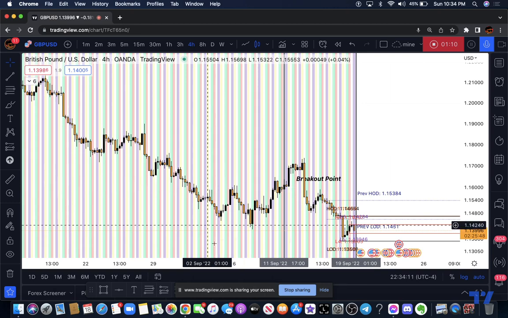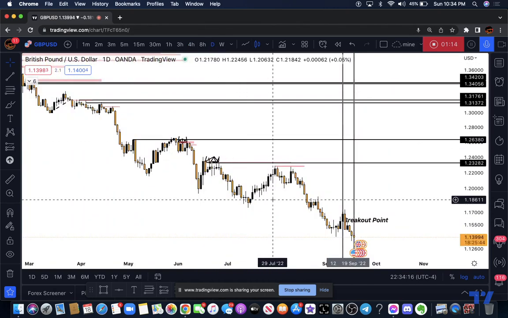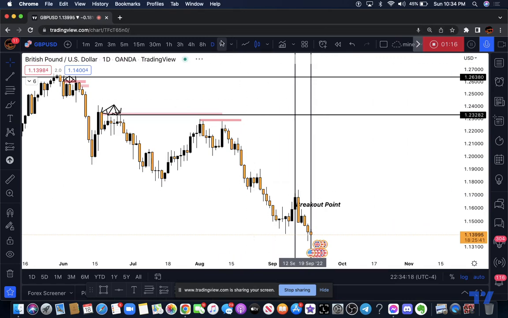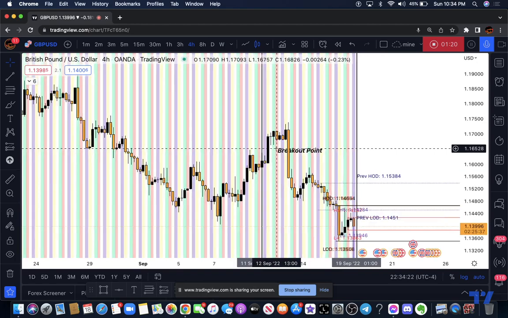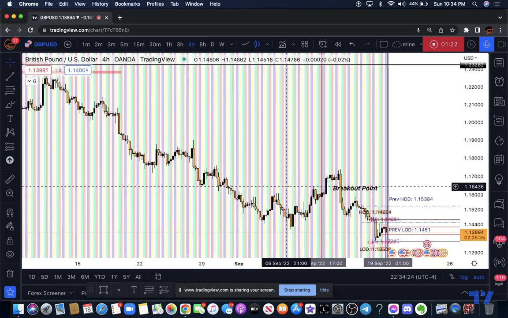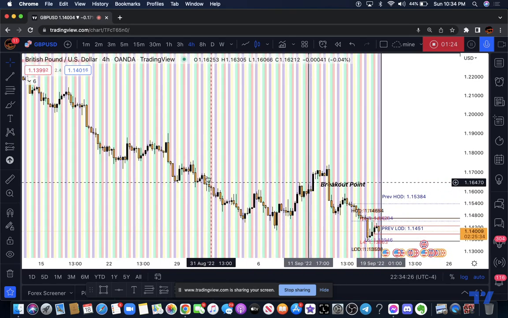H4 market flow was broken, but it was a retracement within daily bearish structure. So it looks like it's playing out perfectly. Daily structure is still bearish. Weekly structure is still bearish. H4 market flow is bearish as well. So I would be looking for continuation moves to the downside for this week. But let's see what happens.